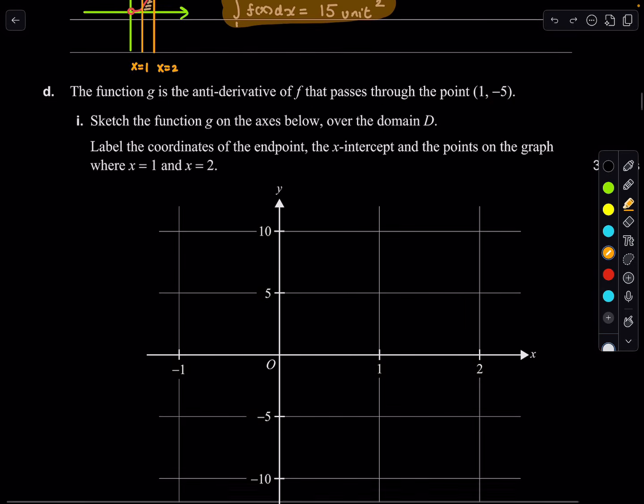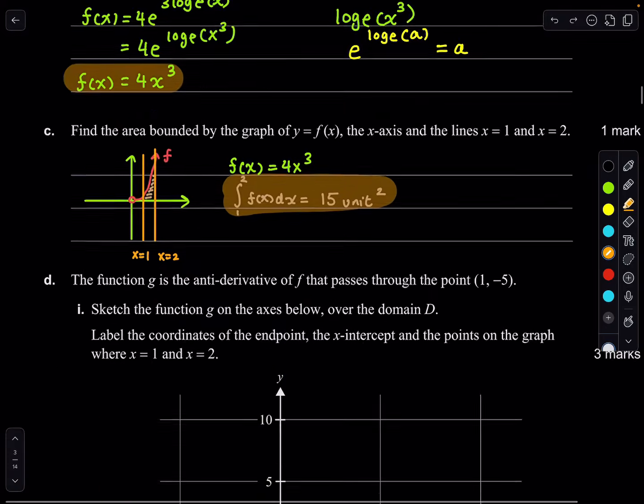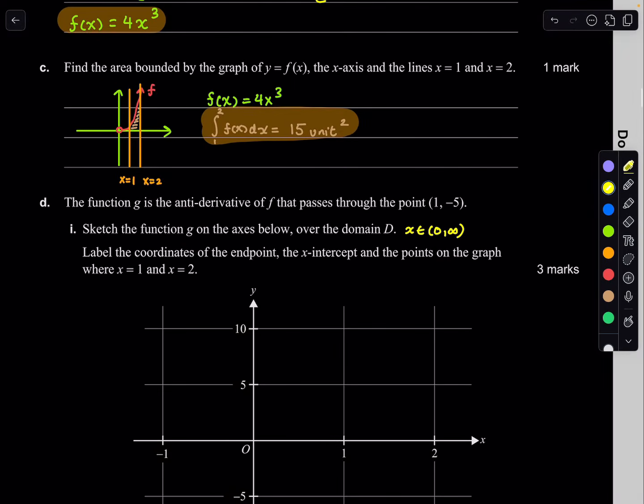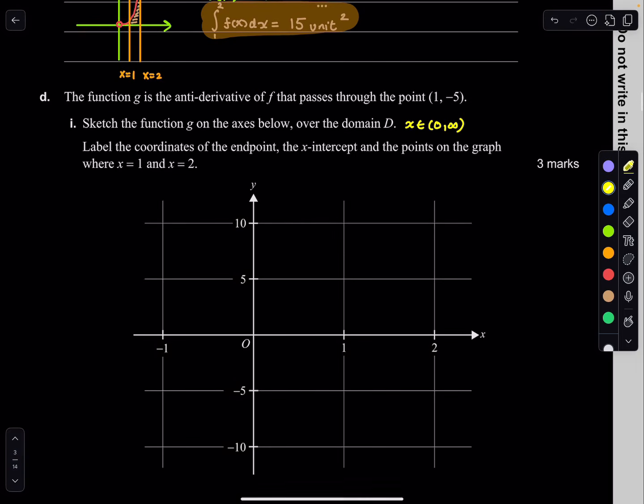Sketch the function g on the axes here over the domain D. You know your domain, which is 0 to infinity. So the same domain. Don't forget 0 to infinity. Label the coordinates of the endpoints, the x-intercepts, and the points of the graph where x equals 1 and x equals 2. Beautiful. Let's do that in our CAS first.